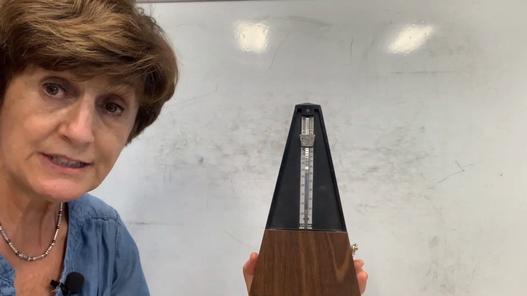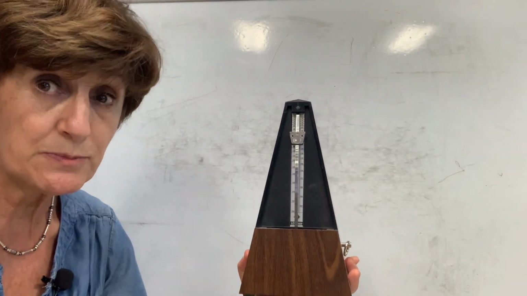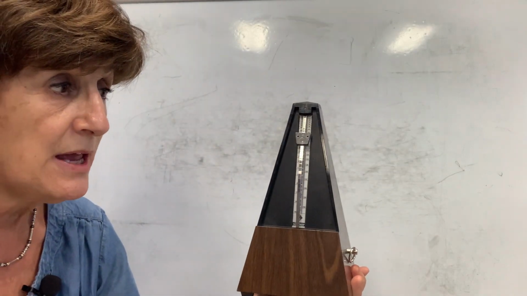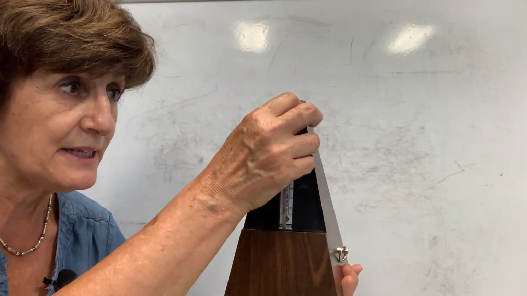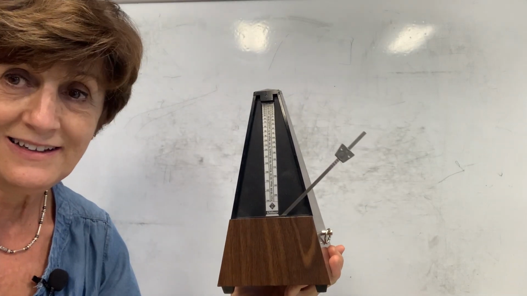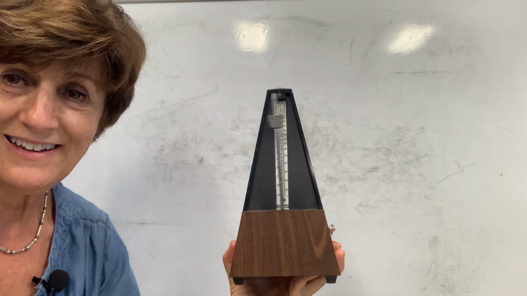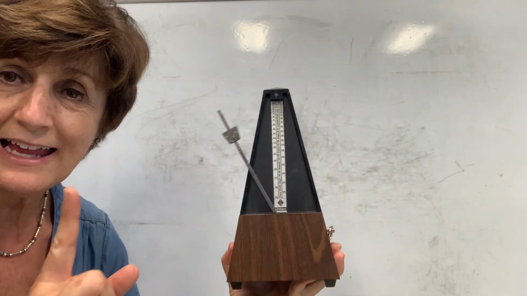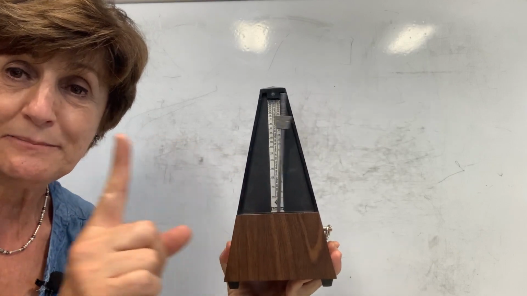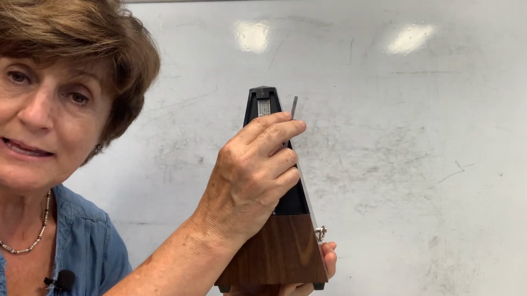Now, once you understand the beat, you can start learning to read music notes. Have you ever seen one of these things? This is called a metronome, and we use it to keep the steady beat. Watch this. Every time he goes clack, clack, clack, each one of those is one beat. Beat, beat, beat, beat. It keeps the steady beat.